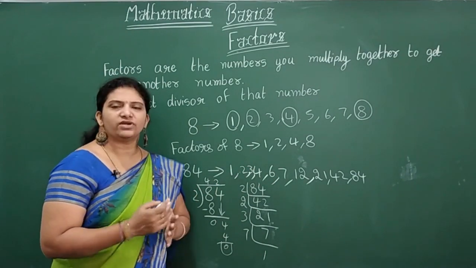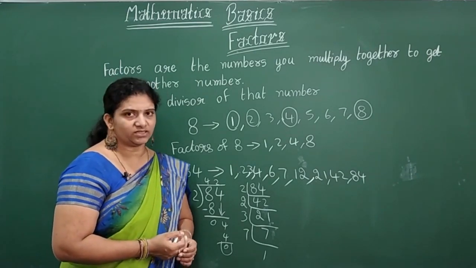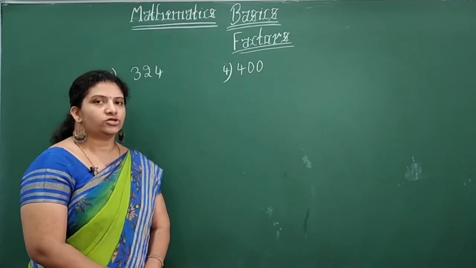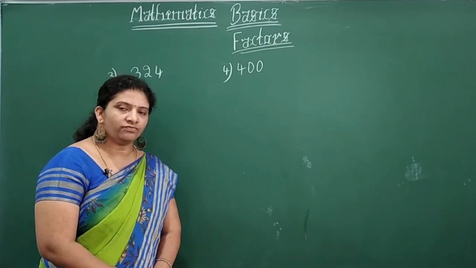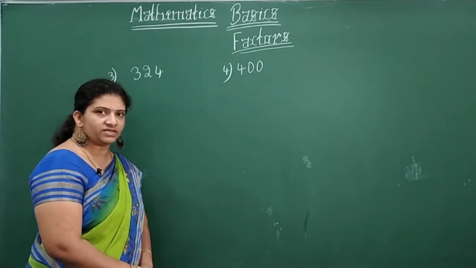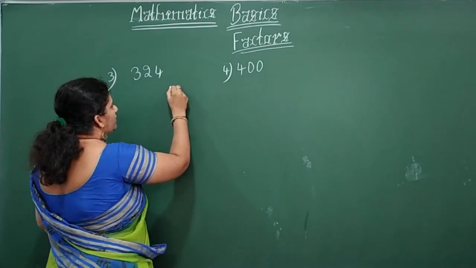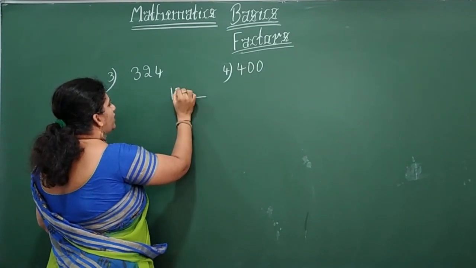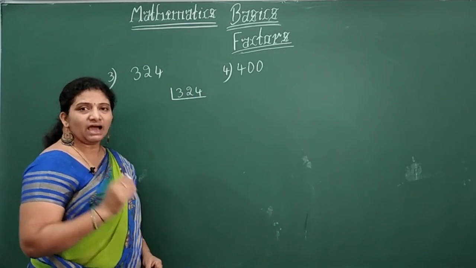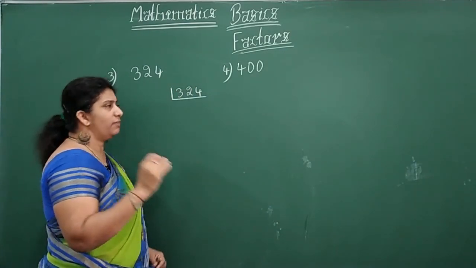So let's see 3 more examples. And then we start with the prime factors. Third problem is 324. So write all the factors of 324. So how do you find this, children? Which method is easy? Division method, right? So let's do like this here. 324. So now start your number with a small number. Small number. Let's see here.